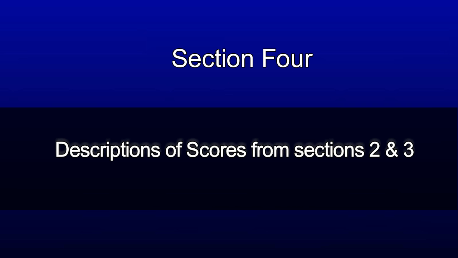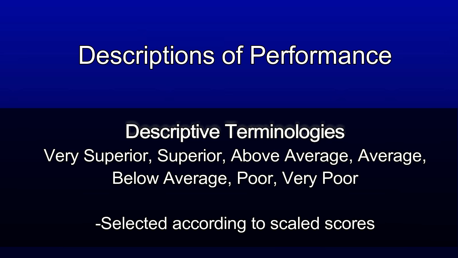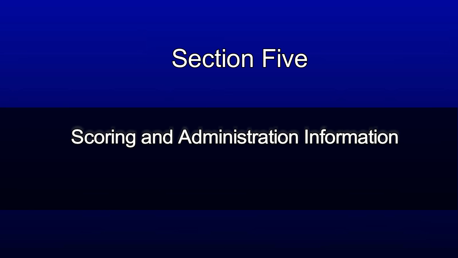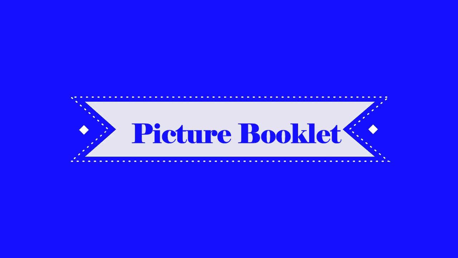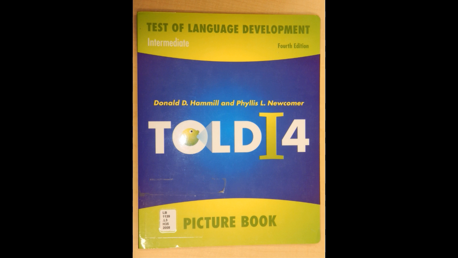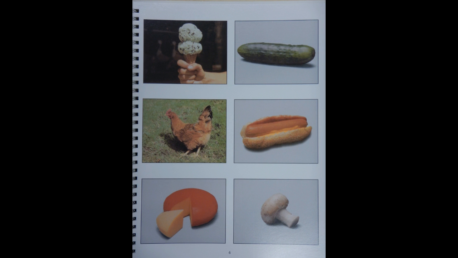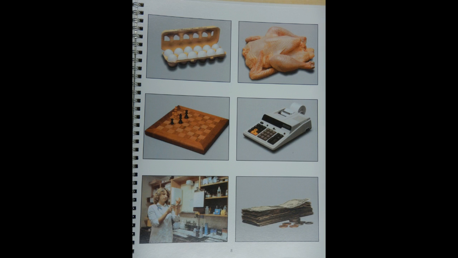Section 4 is a list of the descriptive terms used to describe overall performance for each subtest and each composite in sections 2 and 3. Section 5, the final section of the record booklet, is the administration and scoring instructions for each subtest. The picture booklet is used for subtest 2 to test picture vocabulary. It contains 9 picture plates and there are 6 pictures per plate.